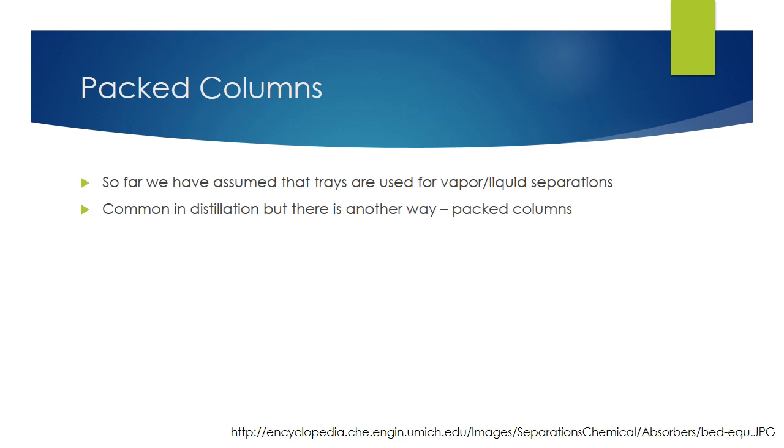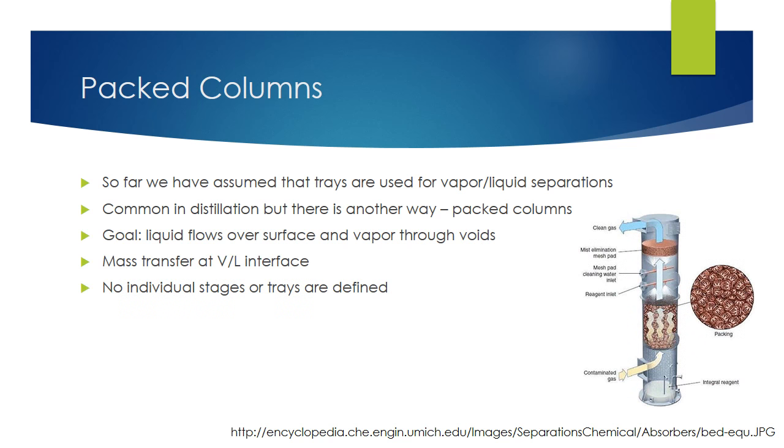But there's a better way to do this for some applications, and that's a packed column. In a packed column, what this illustration shows is what you would have for a scrubber, where you've got contaminated gas coming in at the bottom, and there's some space there and some additional hardware to allow there to be just room for flow to happen. And then you go into this section of the column where there is packing.